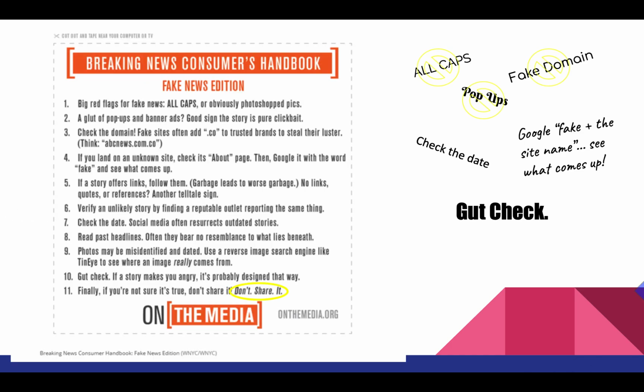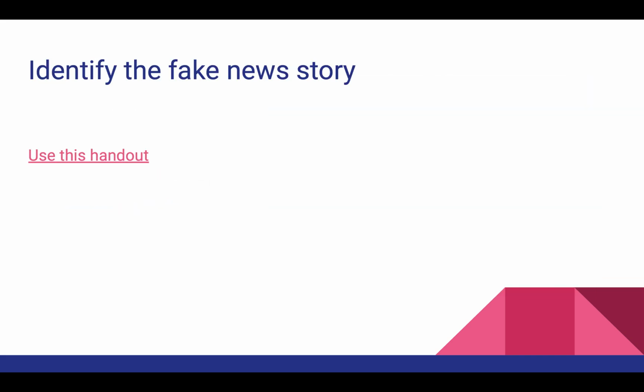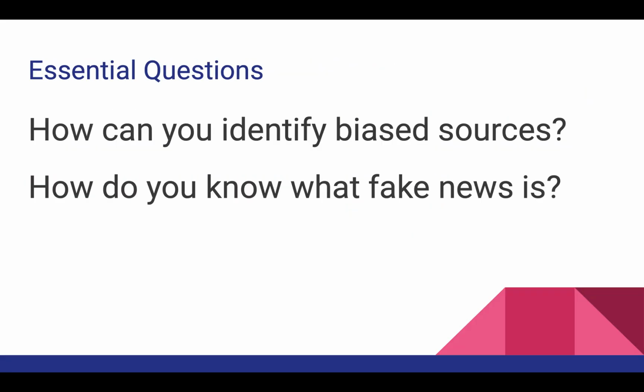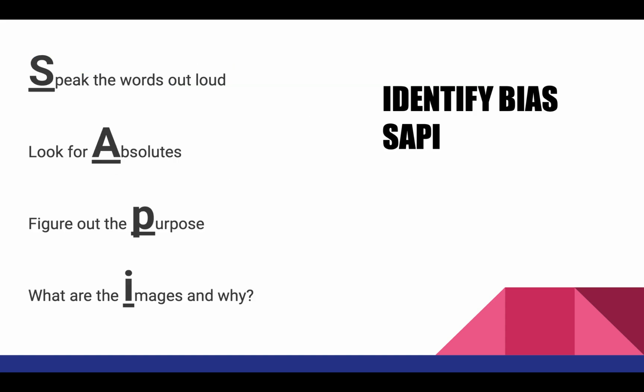We'll pass through this. Sorry about that. And let's talk quickly about biased news sources. Some things to look for in terms of bias in news sources is to ask yourself to speak the words out loud. If you're saying it with a certain tone, or you can tell that it's coming from a certain point of view, that's a sign that it's got a bias.